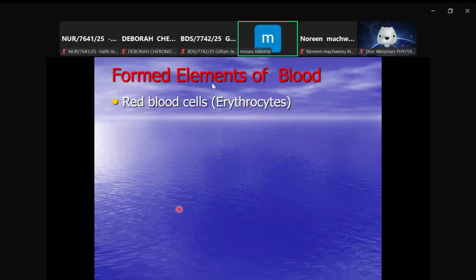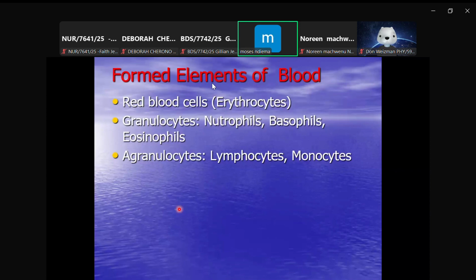We'll see where they are formed, most of them in the bone marrow and especially red bone marrow. And all these other cells are mainly formed in the bone marrow. But we will see what happens during embryological development. Then we have granulocytes, like I had mentioned, the neutrophils, basophils, and eosinophils. And then we have agranulocytes, which are the lymphocytes and monocytes. And then thrombocytes, the platelets.